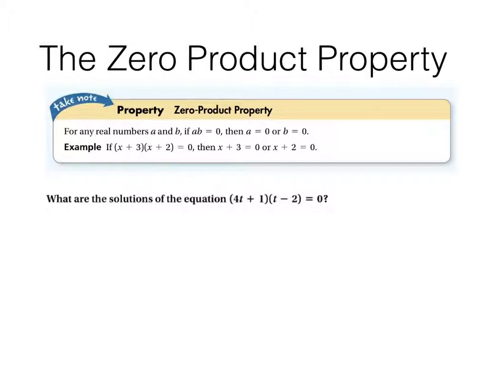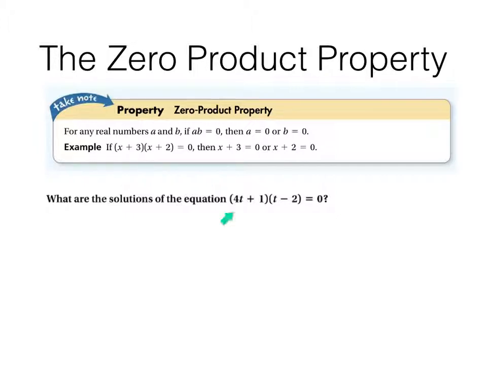For any real numbers a and b, if ab equals 0, so that's a times b, then a equals 0, or b equals 0, or both, really. So if you have a factored form of a quadratic equation, you can take each of those individual factors. Remember, each of these sets of parentheses is a factor because it's two things that are being multiplied, right? Take each of these and set them equal to 0 and solve. And you've got your solutions to the quadratic equation.